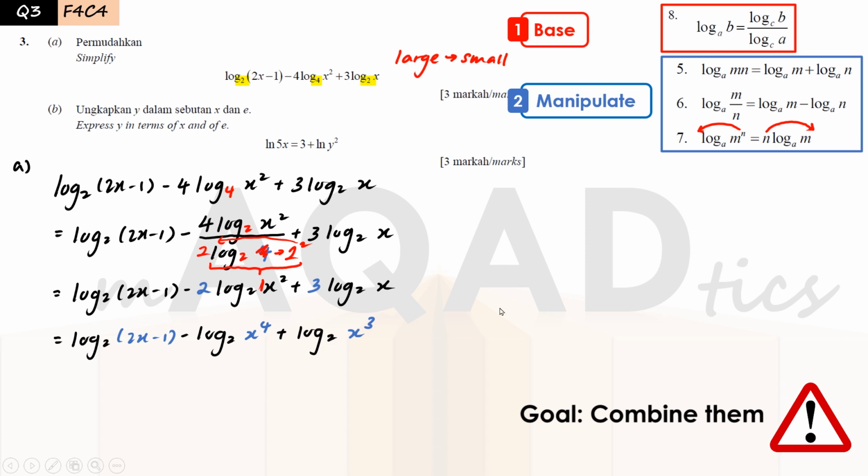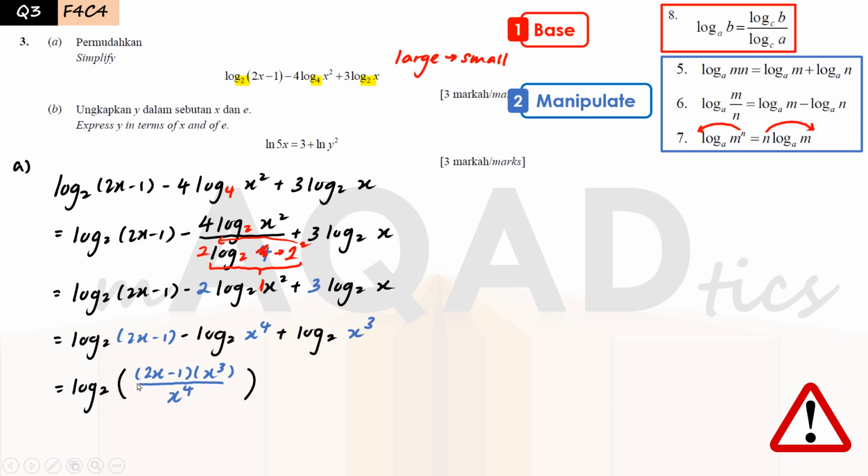So to combine them, we need to use these 2 formulas. So for the values which are positive, they will be multiplied. For those which are negative, we need to divide. Okay, so for the positive values, we have 2x minus 1 and x to the power of 3. So we're going to multiply them. And for this log, which is negative, we are going to divide it. So once we simplify this, we will get the simplified expression, which is this one.